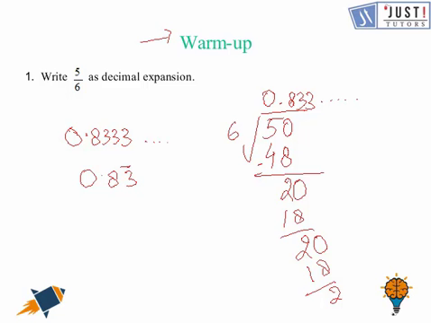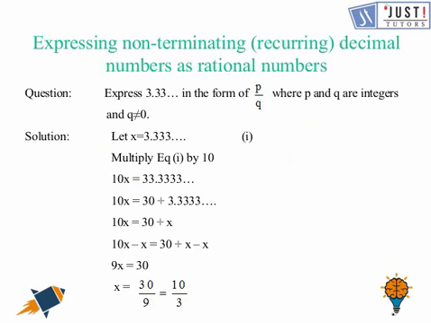Now we move ahead and we're going to learn about expressing non-terminating recurring decimal numbers as rational numbers. So the question is 3.333, and we need to write it as a rational number. As we know, a rational number can be represented in the form of p by q, where p and q are integers and q is not equal to 0. So we need to represent 3.33333 in the form of p by q.